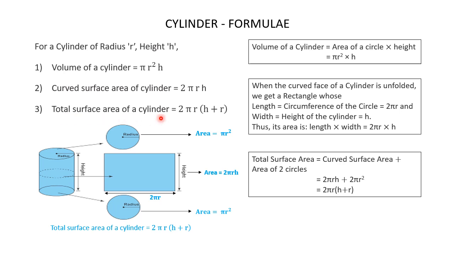Total surface area of a cylinder is equal to 2 pi r multiplied by h plus r. Now total surface area is nothing but curved surface area plus area of the two circular bases. Now we know that area of the curved surface is 2 pi r h and area of the two circles would be pi r squared plus pi r squared, which is nothing but 2 pi r squared. So total surface area of the cylinder would be equal to 2 pi r h plus 2 pi r squared. If you take out 2 pi r as the common, then you will get total surface area is equal to 2 pi r multiplied by h plus r. So total surface area of the cylinder is equal to 2 pi r multiplied by h plus r. Remember these three formulae to solve problems on cylinders.